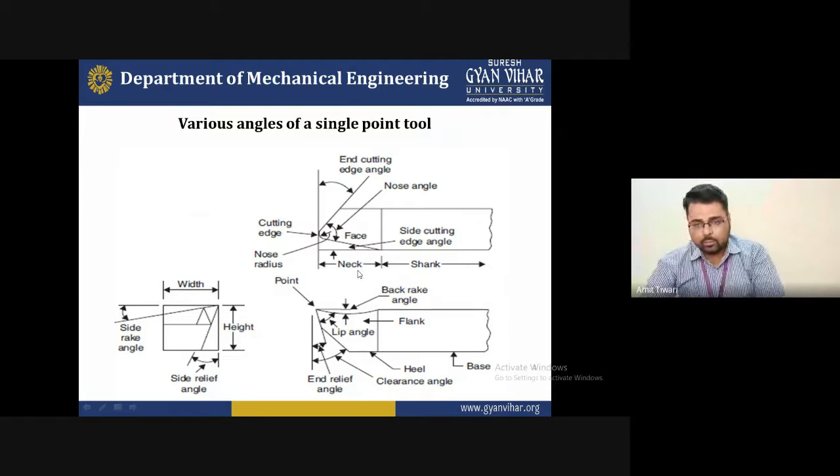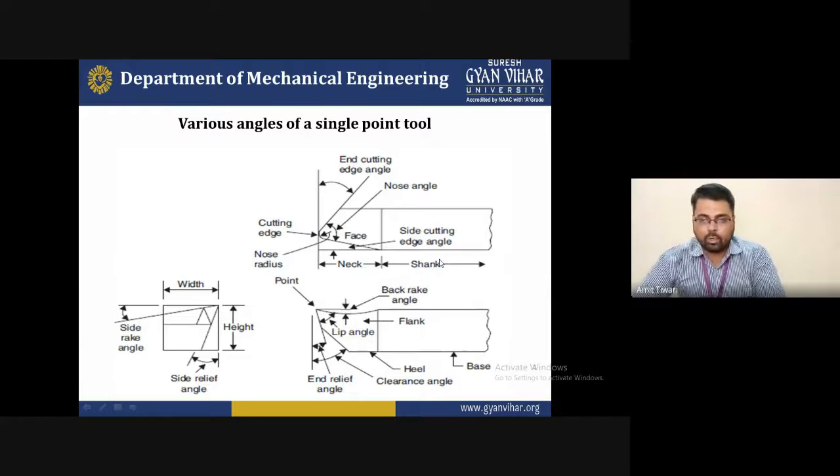You can see this is the neck portion. The base of this is the bottom side. This section is covered from the neck, and this section is covered by the flank. This is the top portion of the single point cutting tool. This is the top section. This is the front section. This is a side view of a single point cutting tool.